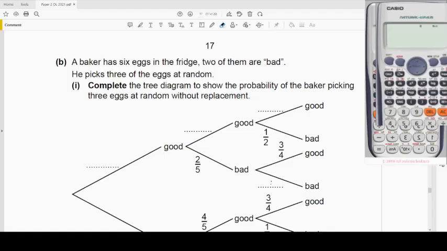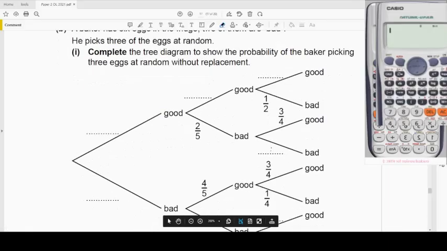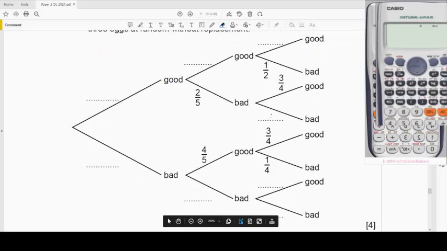Next question. A baker has 6 eggs in the fridge. 2 of them are bad. He picks 3 of the eggs at random. Complete the tree diagram to show the probability of the baker picking 3 eggs at random without replacement. Okay, so this one is a pretty easy tree diagram that you should be able to complete.